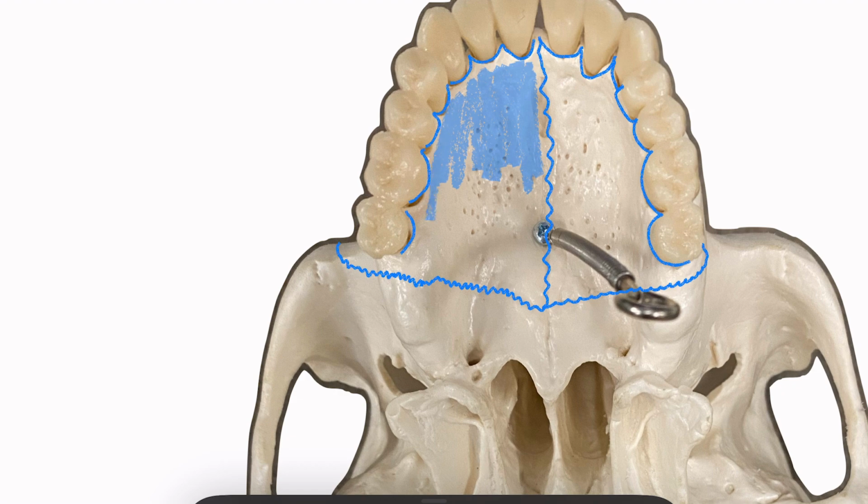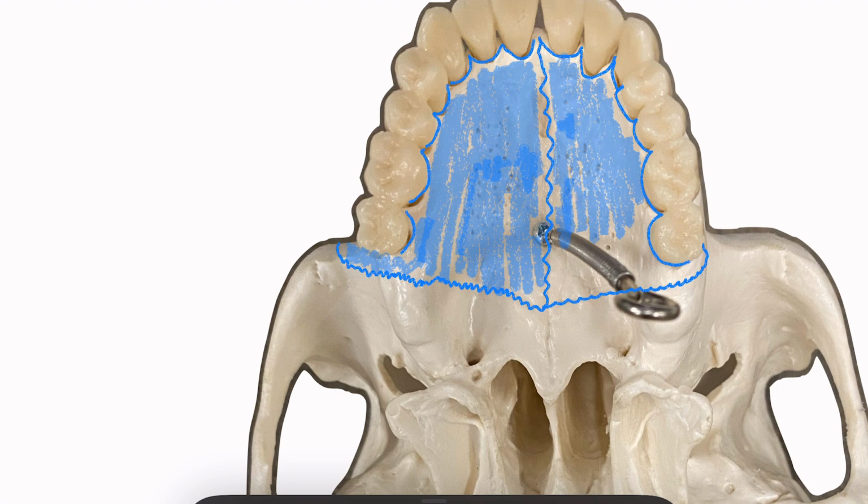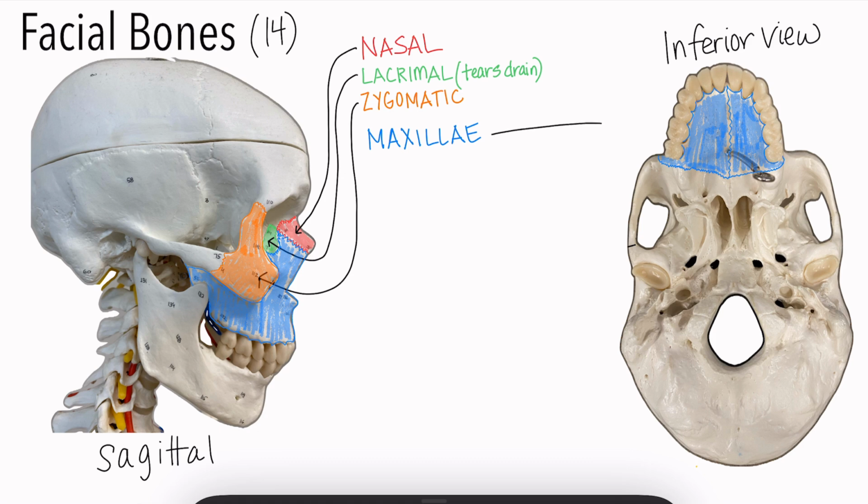So that's why sailors would get scurvy because they didn't have enough vitamin C. The collagen of the periodontal ligaments would break down and their teeth would get loose in their sockets and maybe even fall out. You have to have enough vitamin C to have strong collagen. So you can see the maxilla here forming the roof of the mouth, and then you can see it here forming the rest of the upper jaw.